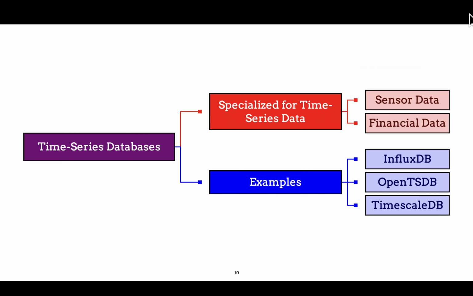Time series databases. 1. These are specialized databases that are optimized for storing and querying time series data, such as sensor data and financial data. 2. Examples include InfluxDB, OpenTSDB, and TimescaleDB.